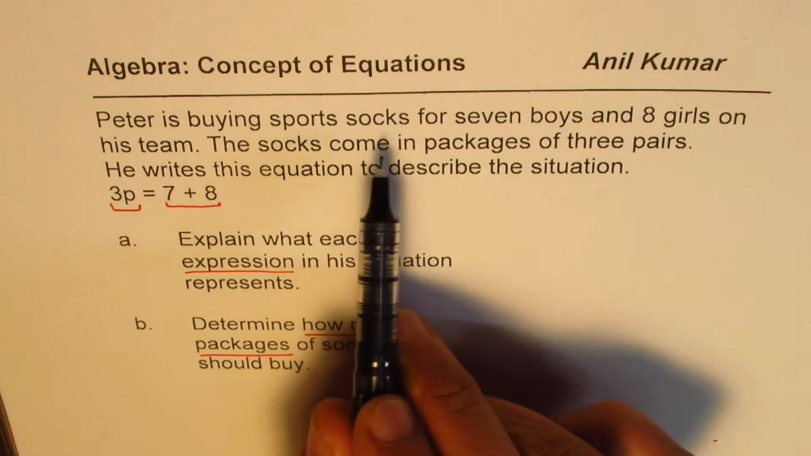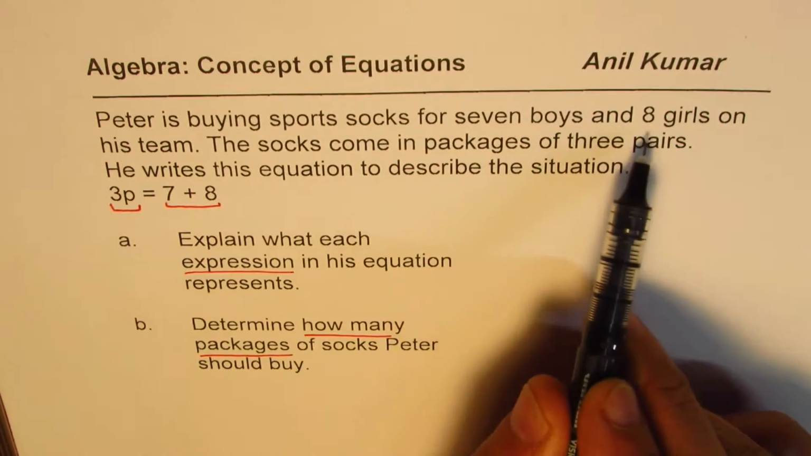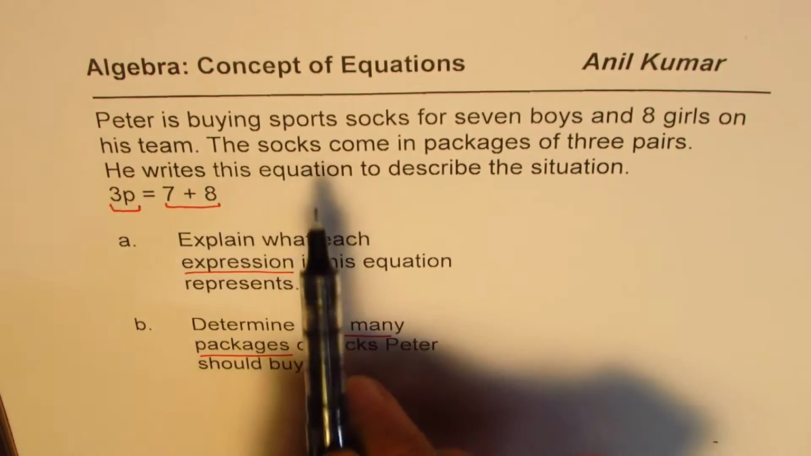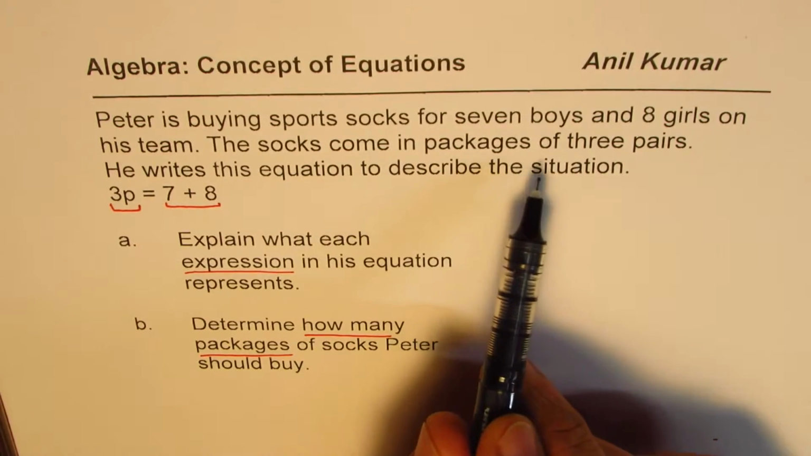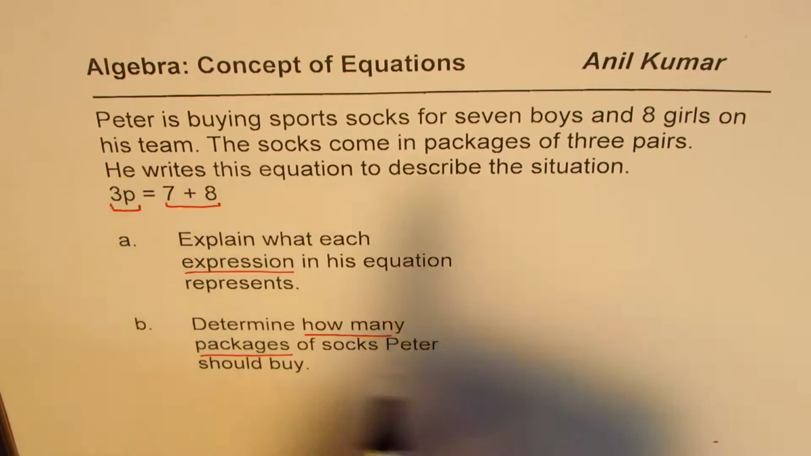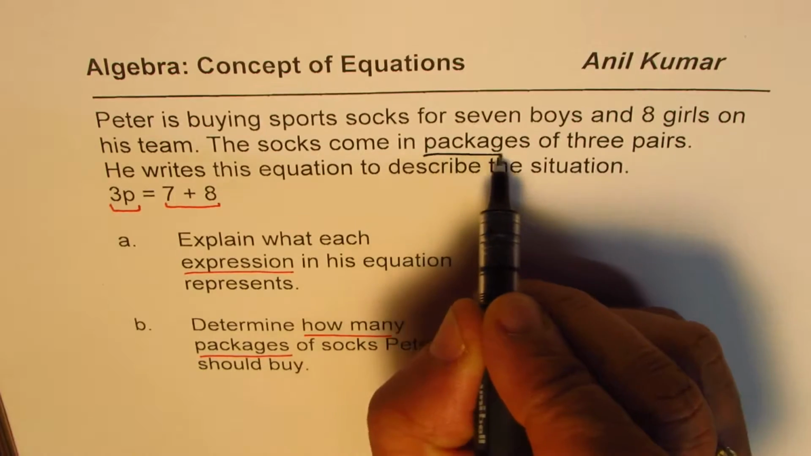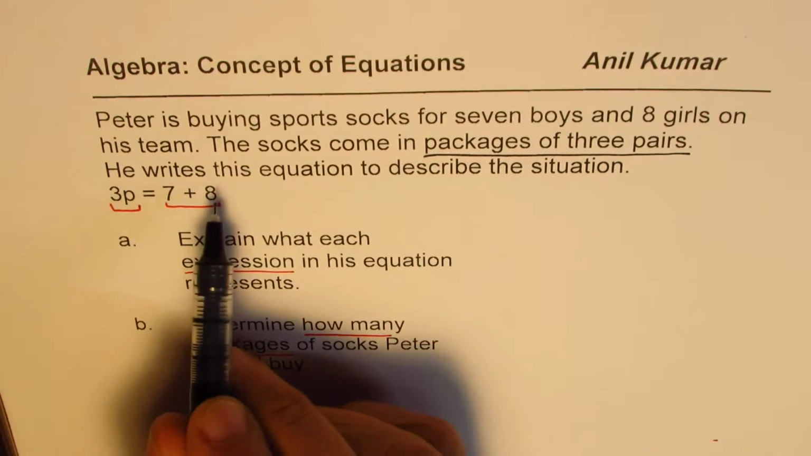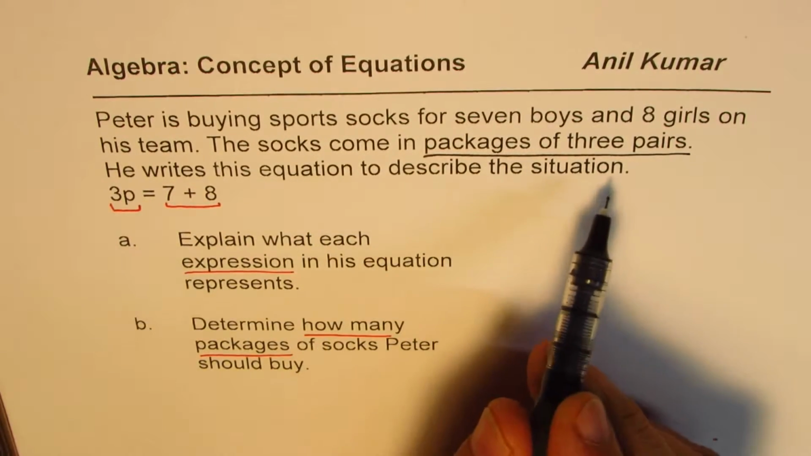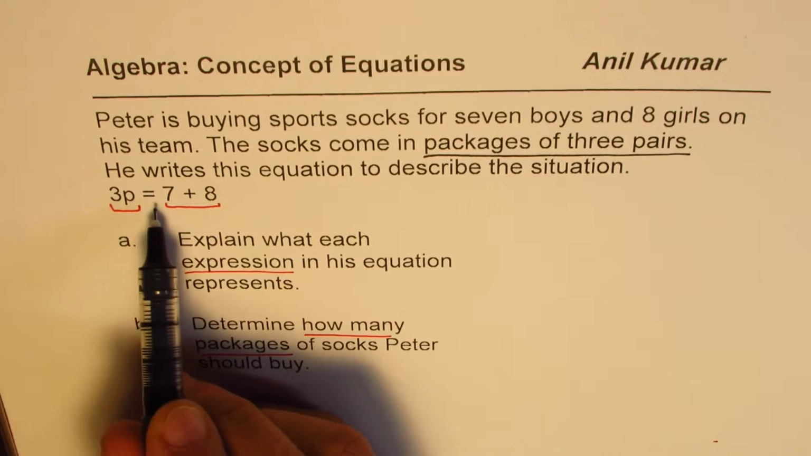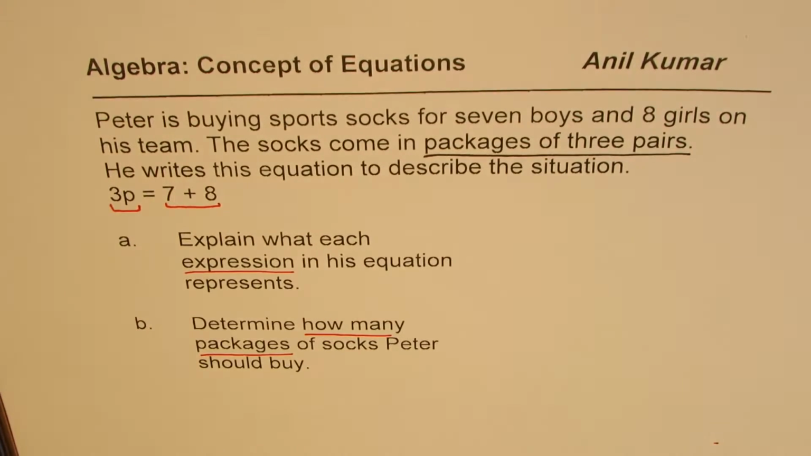Peter is buying sports socks for 7 boys and 8 girls on his team. The socks come in packages of 3 pairs. He writes his equation to describe the situation: 3p equals 7 plus 8. All right, now let's answer.